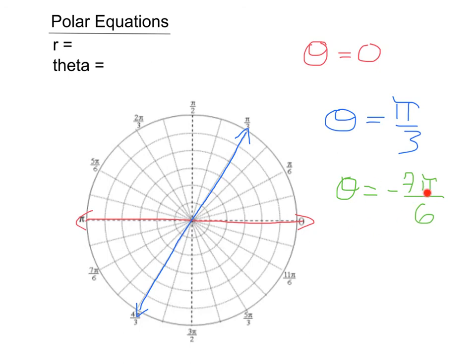Let's not forget about our negative angles. Here we have theta equals negative 7 pi over 6. This is just going to be in the opposite direction of 7 pi over 6, which will bring us right to here. And we've got our line.